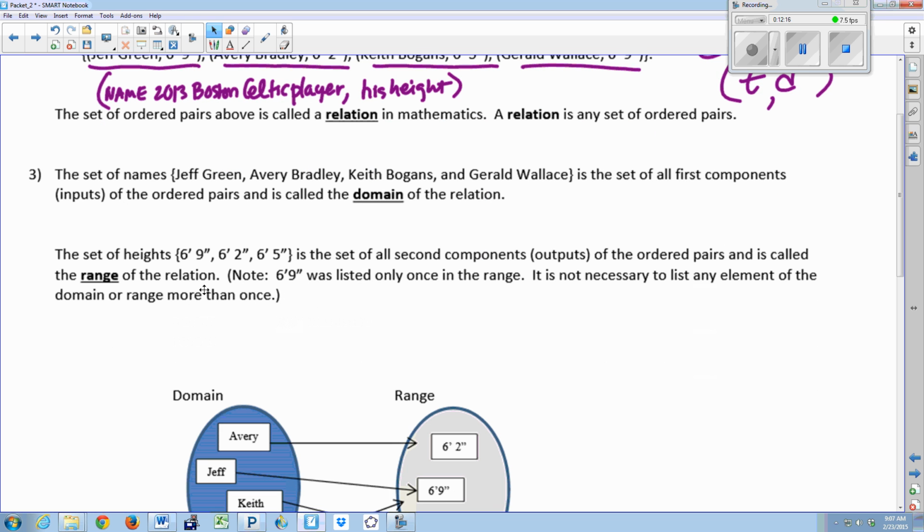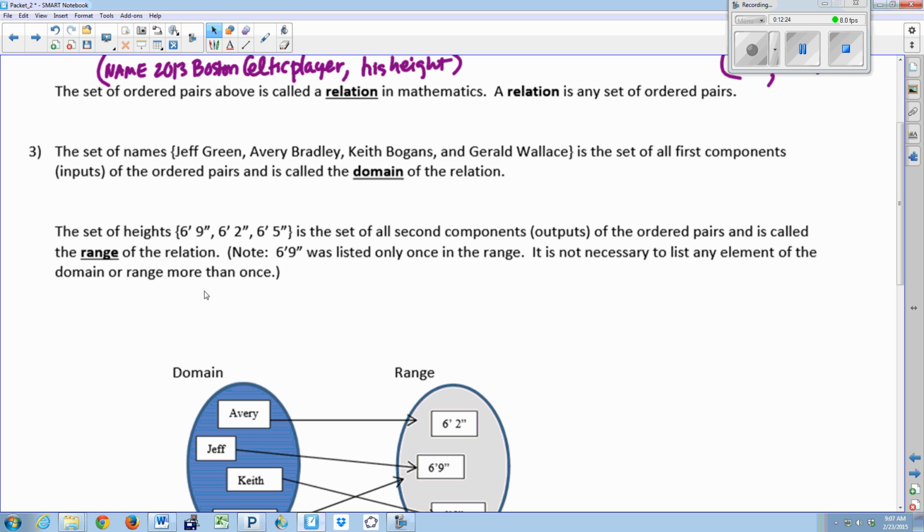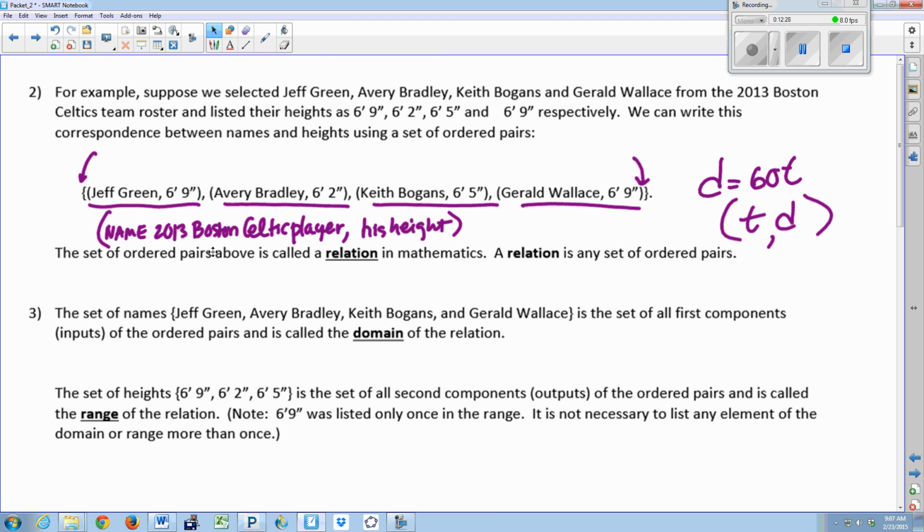And on our absolute value of x plus 1 graph, the range was the set of numbers starting at 1 and going all the way out to infinity. In this case, it's these three heights. One of them appeared twice, but just like when we had the Beatles reunion, we didn't include Paul McCartney and John Lennon twice, just because they were in both sets, okay?